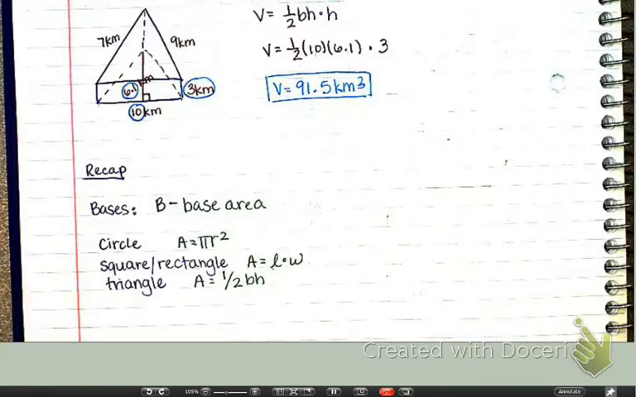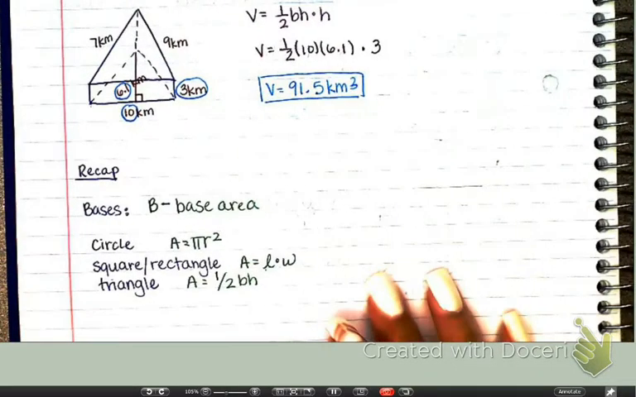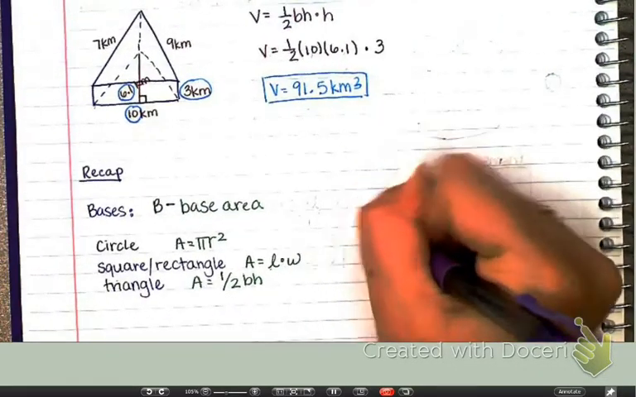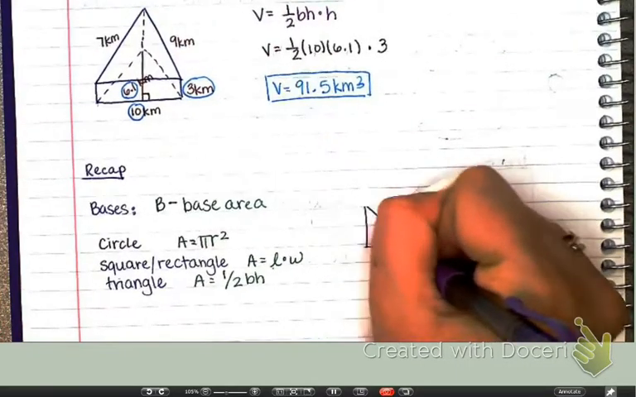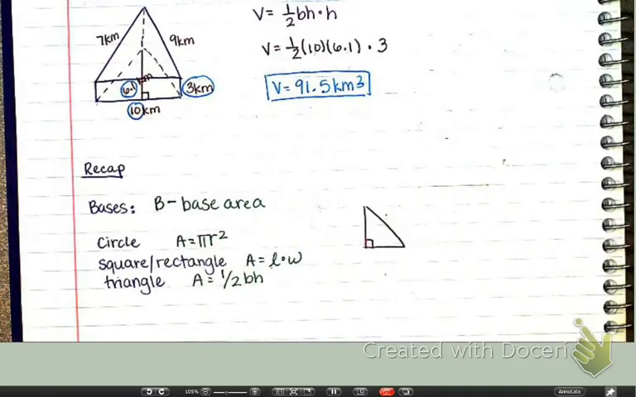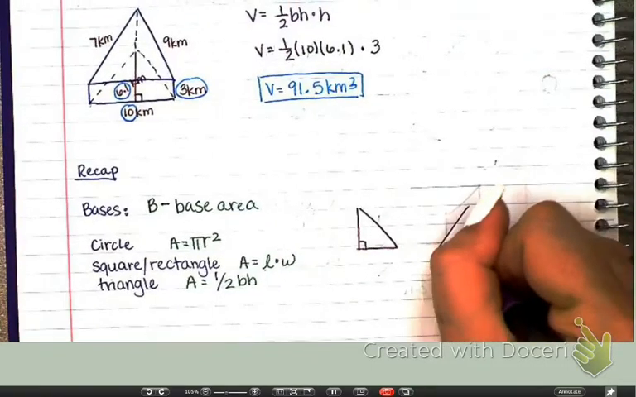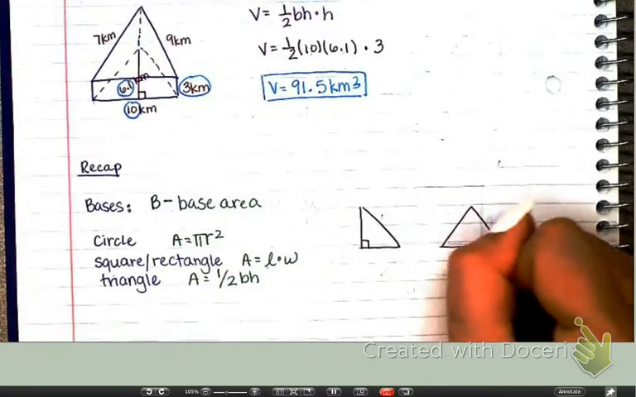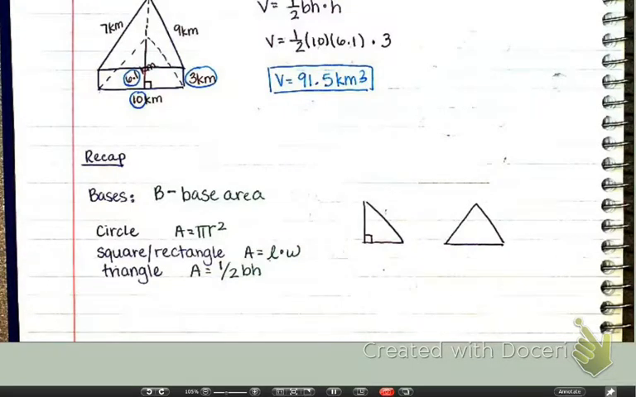Now, one last recap. We have two different types of triangles we looked at. We looked at a right triangle. I need you to focus. And then we had a triangle that looked like this. What's important about triangles and finding the area? The base and the height.